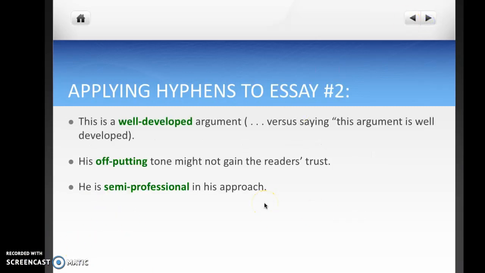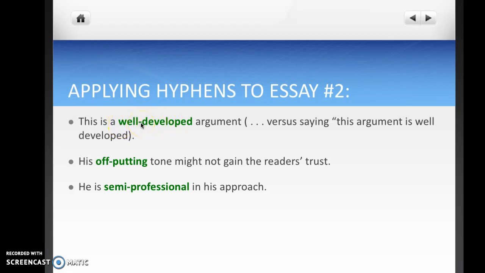So if you were to apply hyphens to essay number 2, the way you might do this is, this is a well-developed argument. And that's different than saying this argument is well-developed. If the descriptor has the word well in it and it comes after the noun, then you don't put the hyphen. But if you're using it as an adjective like this before the noun, then you're going to need the hyphen. Just like if you were to say well-renowned or well-known.